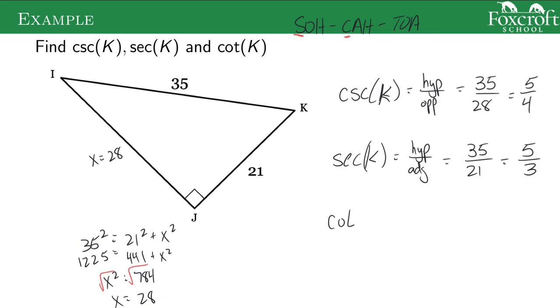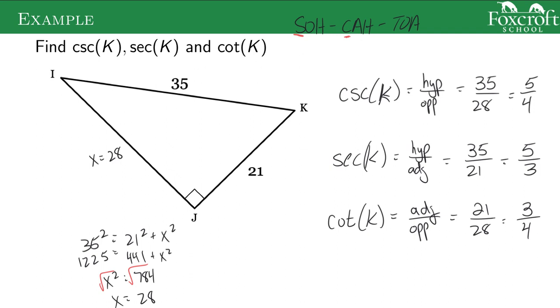And the last one is cotangent. Cotangent is related to tangent. Tangent's TOA, O divided by A. So cotangent is the opposite, A divided by O. All right, and adjacent side's 21, opposite side's 28, and we get 3/4.